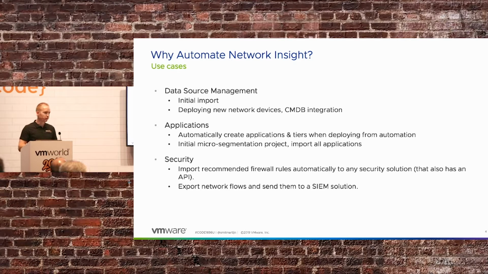Those application constructs need to be learned by Network Insight, and you can either import those via the API, or you can do that manually, or you can use the application discovery. But typically, if you have a way to roll out applications, an automation portal or something like that, you would also want to get that context into Network Insight right away. So it's part of the automation chain in that case.